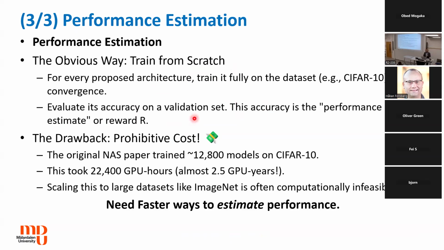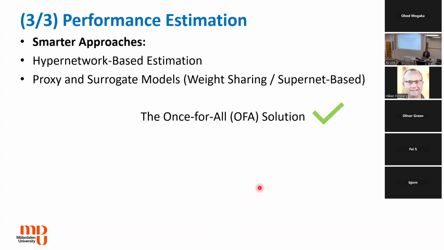So what's the drawback here? The drawback is obvious. The original NAS paper trained 12,800 models on CIFAR-10. This was the Zoph et al. paper that we mentioned that used the recurrent neural network, right? So it trained 12,800 models. This took 22,400 GPU hours, around 2.5 GPU years. So scaling this to large data sets like ImageNet is computationally infeasible. They did this for CIFAR-10, and scaling up to ImageNet is impossible. So we need a faster way to estimate the performance of our models.